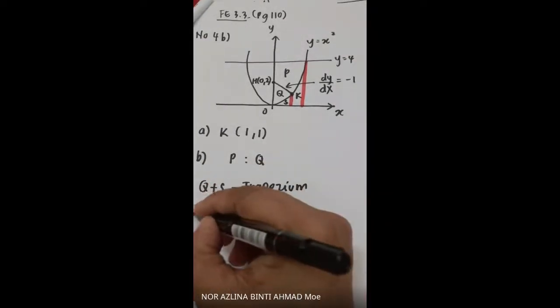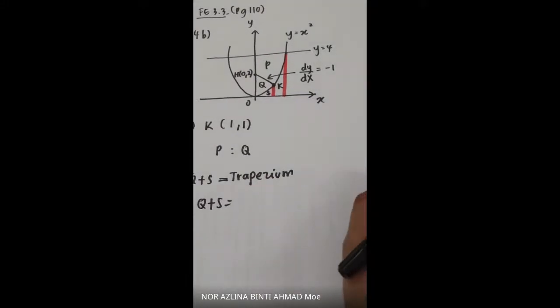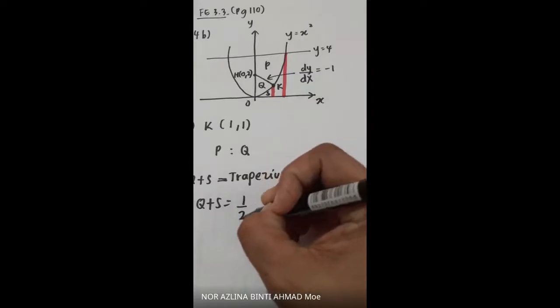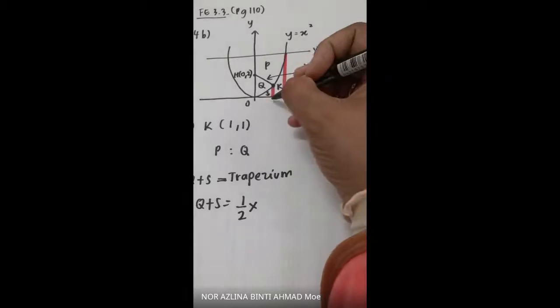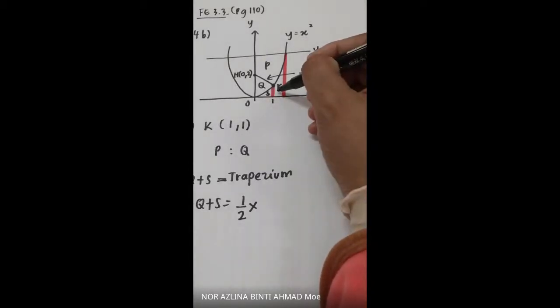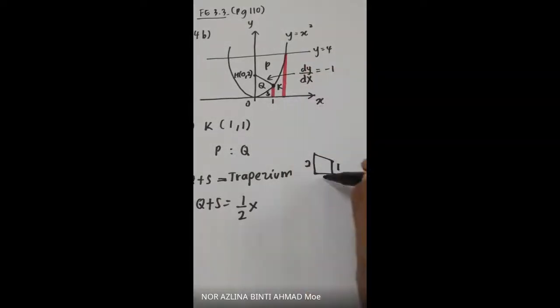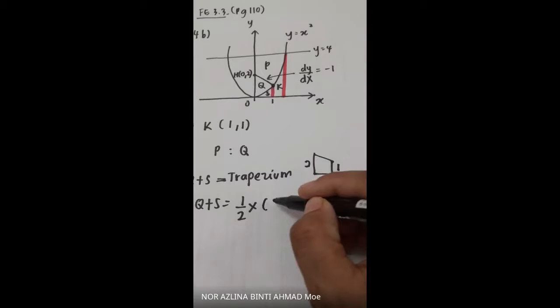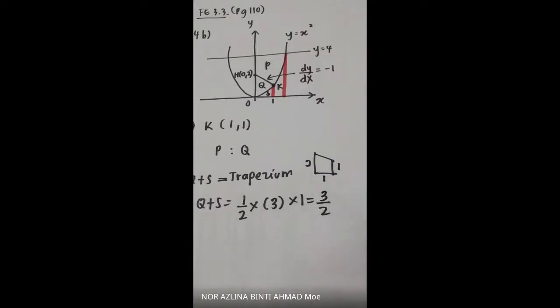So, area Q plus S, saya nak cari area. Q plus S is 1 over 2 multiply the sum of parallel lines. This is 1, 1. So here 1. The height also 1. Kalau saya lukis balik, this is 1, here 2, and here 1. So 2 plus 1, 3, multiply 1. So this is 3 over 2.